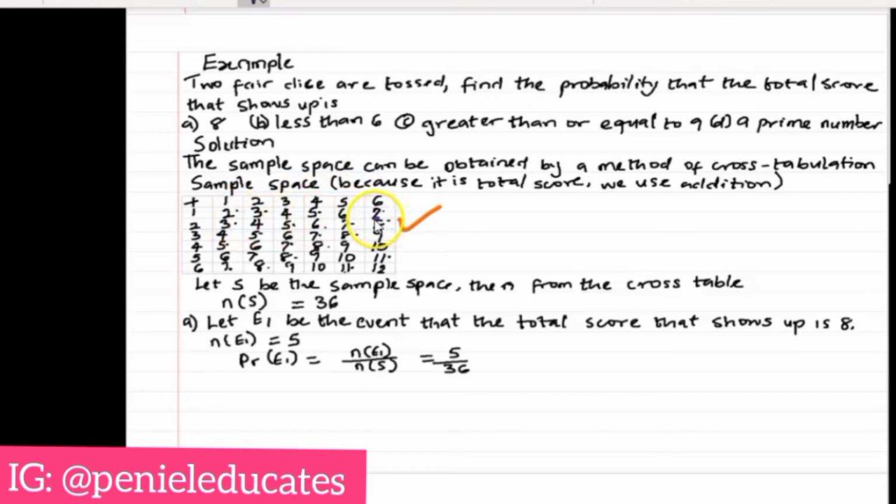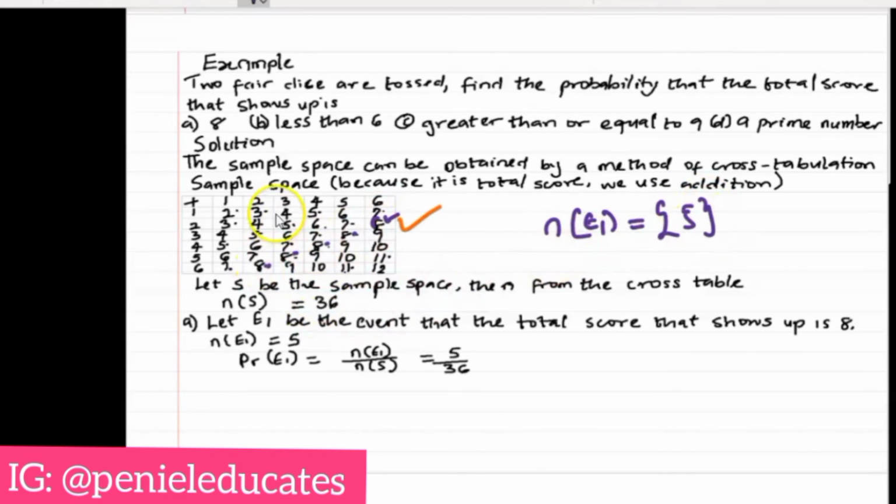Here we have 1, that's 1 eight here. 2, another 8 here. 3, another 8 here. 4, another 8 here. 5. So the event that the total score is 8, if the event is A1, we just have 5, because we have 5 eights.